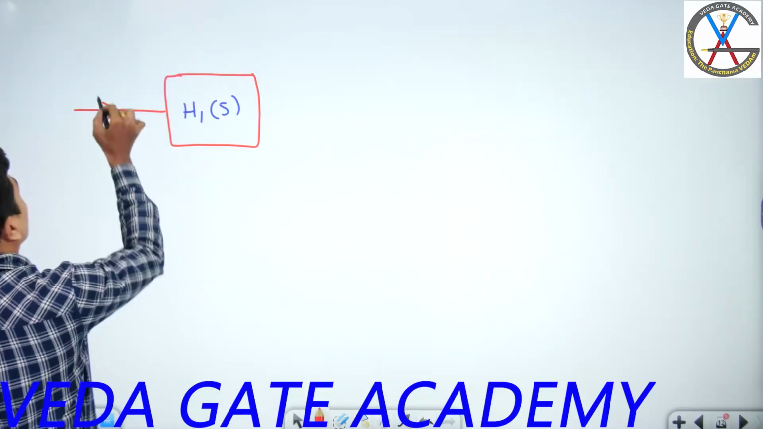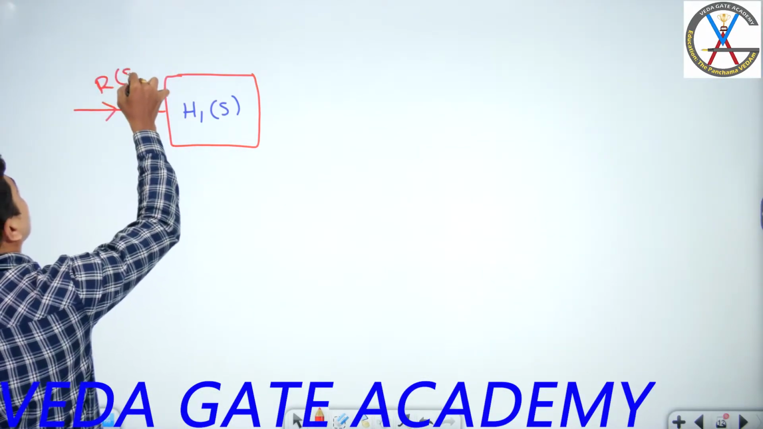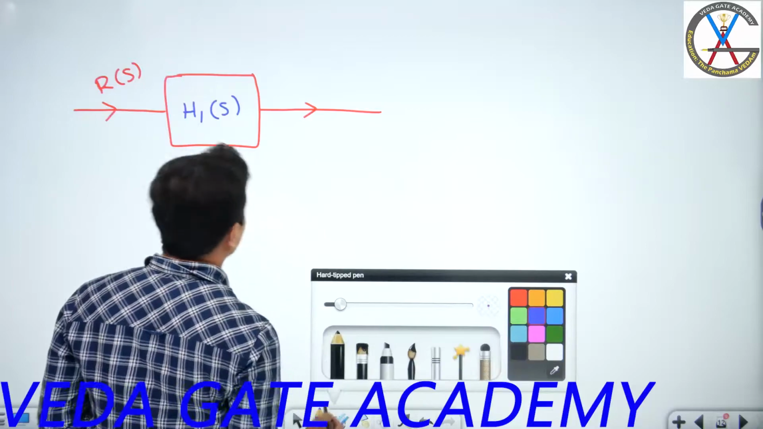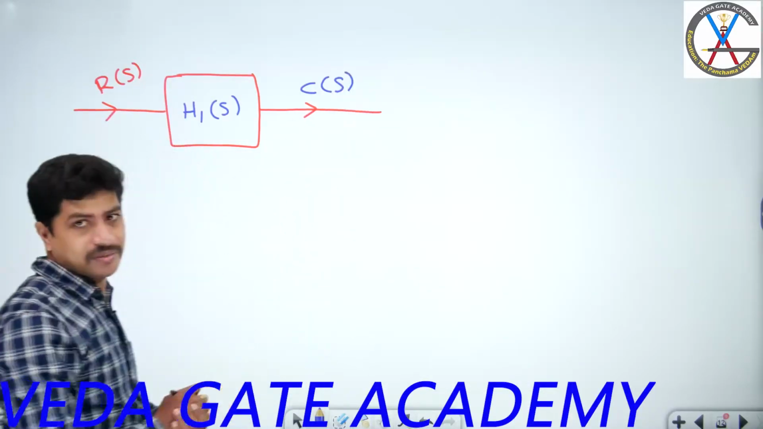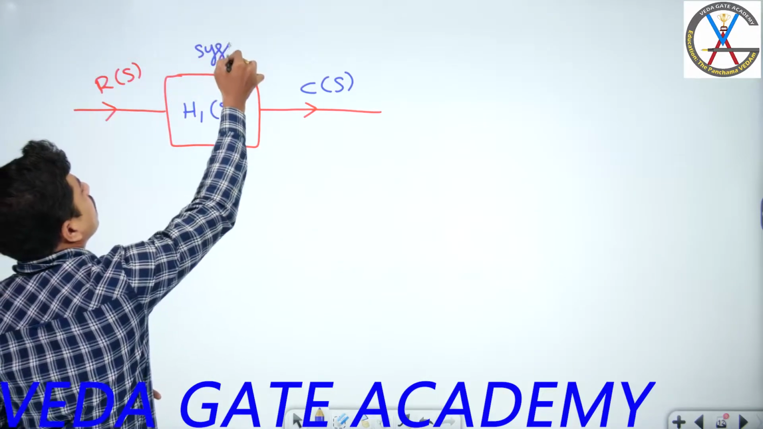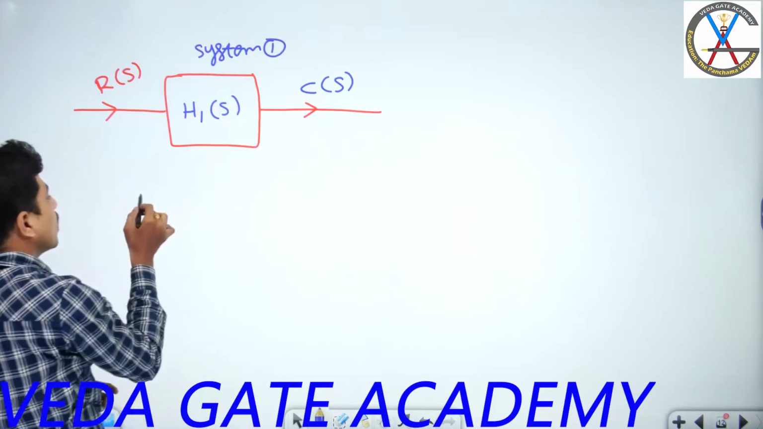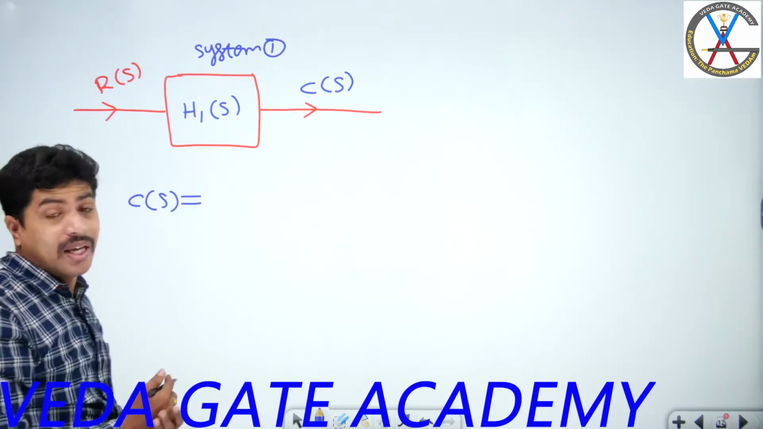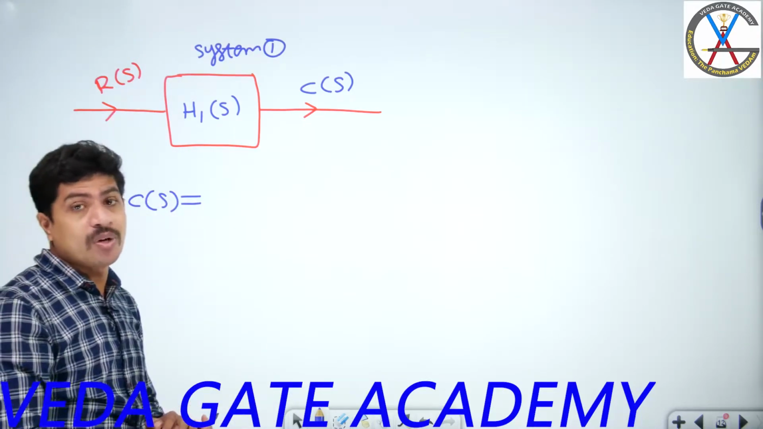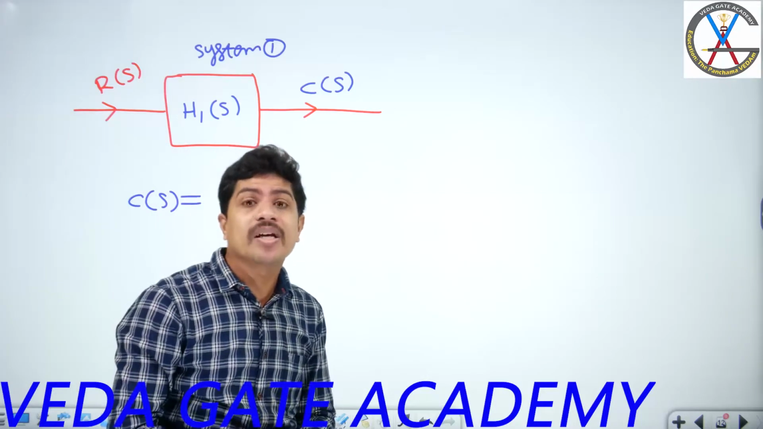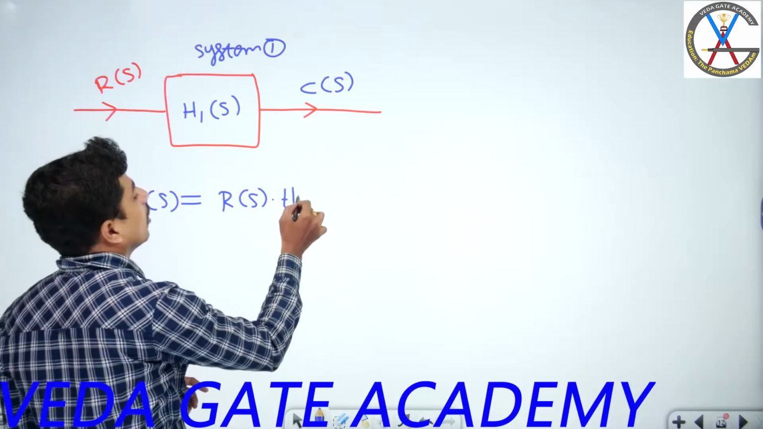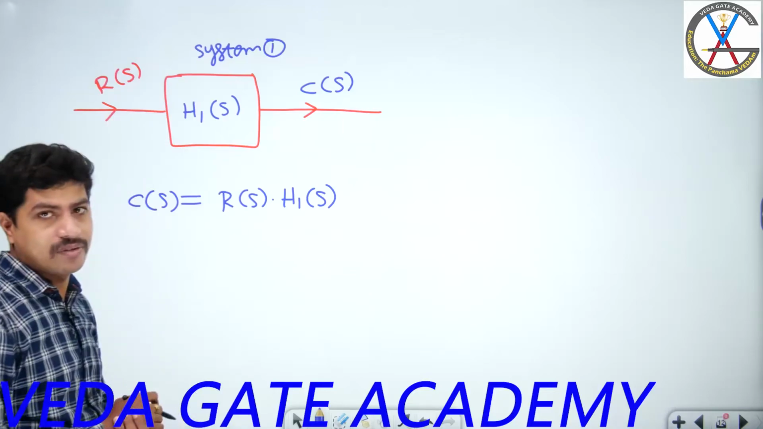Now we are giving input here. Input we call R of S. Output we are going to get as C of S. Now, how many systems do I have? Only one system, System 1. What is C of S? Output, as I told you, in time domain is the convolution of R of S with H1 of S, but in the S domain it is just a multiplication: R of S into H1 of S.